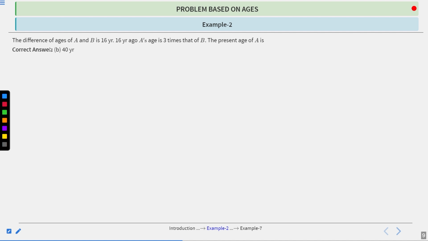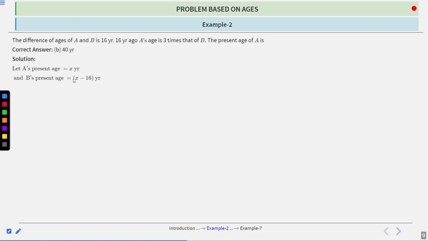Now see the solution. First we need to understand the question. The question says that the difference between A's and B's ages is 16 years. It is given in the question. The second information given is that 16 years ago, A's age was 3 times that of B. So we can say that, let A's present age be X years.